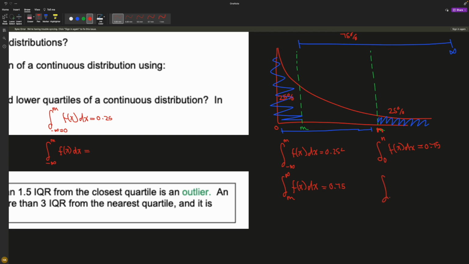The other way you could do it is from n to infinity, which is technically to 1, of f of x dx. And this one will equal, well, since this is 75, this has to be 25. So this will be 0.25. And this is how you can get your quartiles for continuous functions. You just got to make sure your bounds are right and the area they cover, like in percentile.